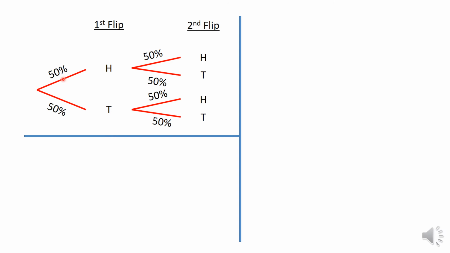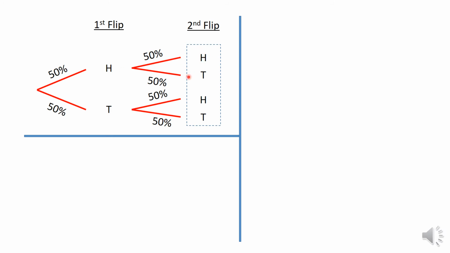Or what's equivalent: 50% means 1/2, half of the time. So what is 1/2 of 1/2? That is 1/4. So it'll come up heads both times 1/4 of the time.